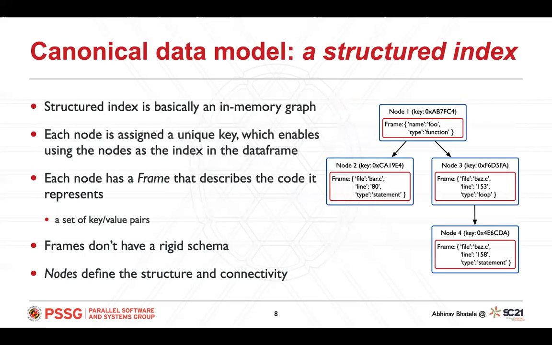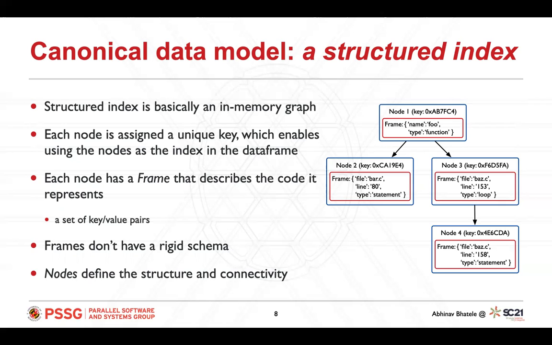Now, how do we use this capability in Hatchet? We basically load the profile data, that's a calling context tree or call graph, as an in-memory graph. And we use this graph as a structured index. The structured index is used to index different rows of the data frame. Each node in our graph is assigned a unique key, which enables using these nodes as unique indices into the data frame. Each node also has a frame that describes the code that it represents.